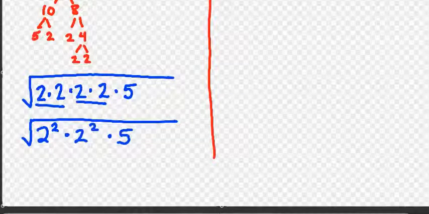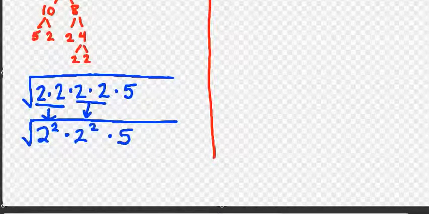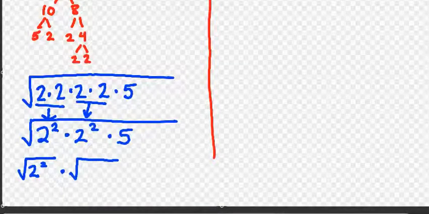Since we had 2 2's, that came down as a 2 squared, and another 2 2's came down as a 2 squared. And keep in mind, when you get better at this, you don't have to do all of these steps. It kind of comes more naturally. But now we can rewrite this as 2 squared, and I'm going to separate these out into the square root.